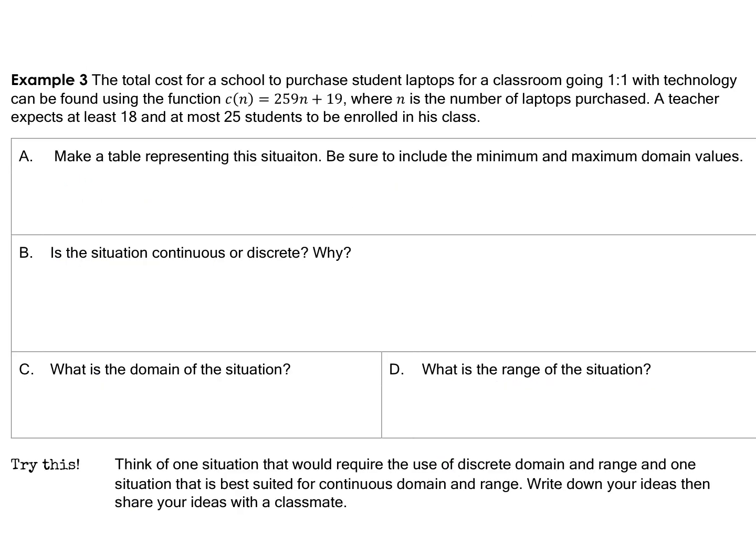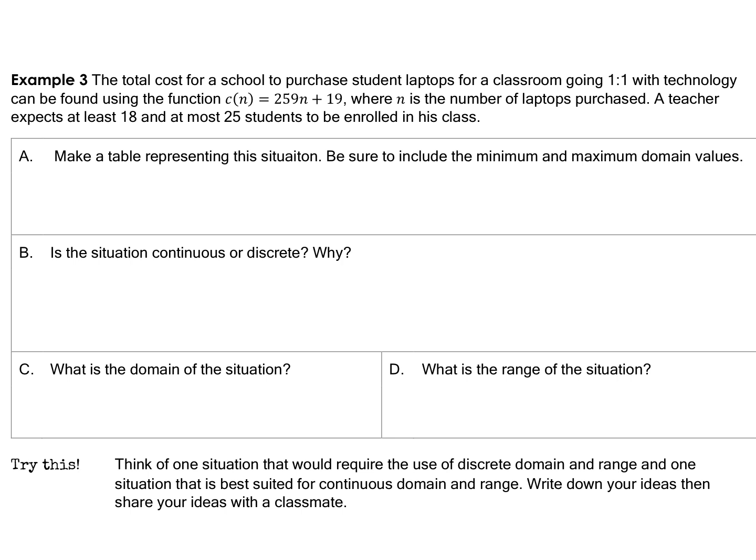Now let's try one final example. The total cost for a school to purchase laptops for a classroom going one-to-one with technology can be found using the function C of n equals 259n plus 19, where n is the number of laptops purchased. A teacher expects at least 18 and at most 25 students to be enrolled in his class.